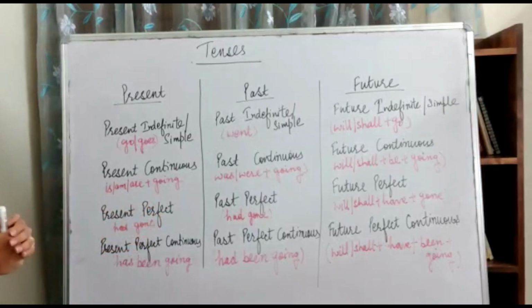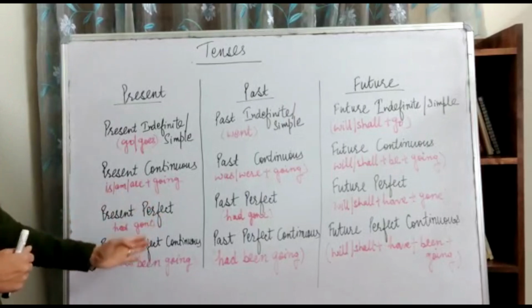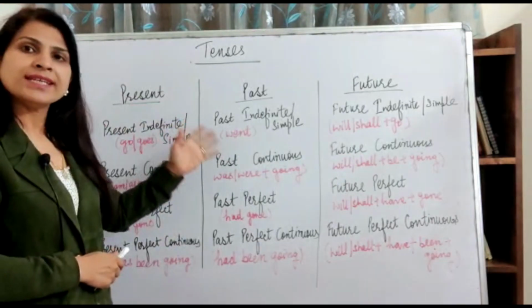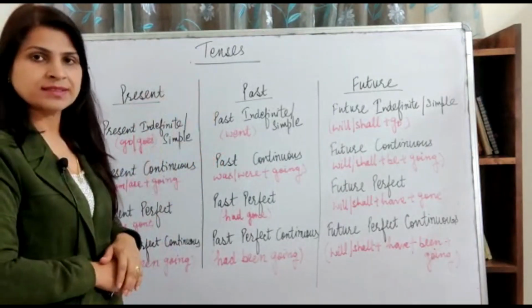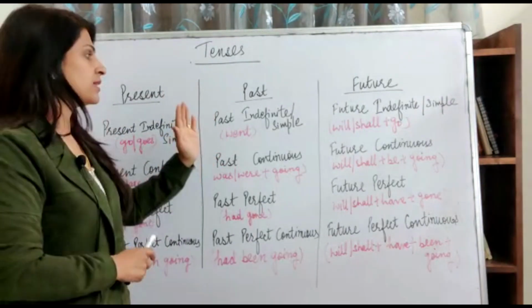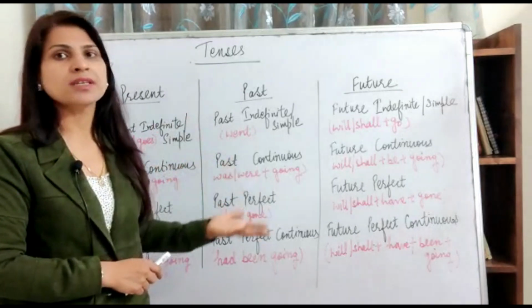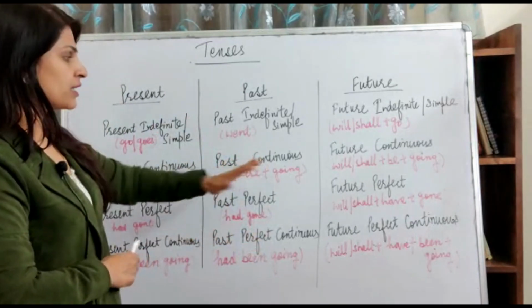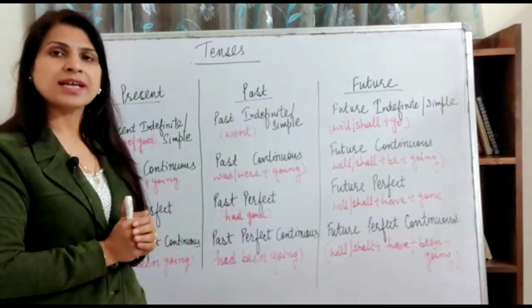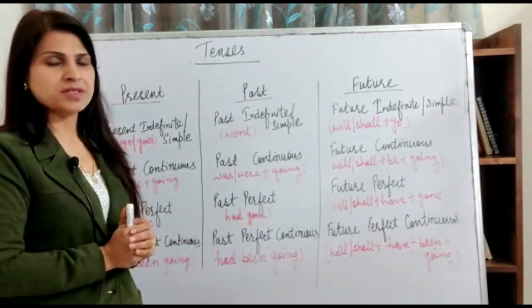Present perfect shows that the action is completed in the present. And present perfect continuous shows that the action began at some time in the past, but it is still going on. Now let's come to the past tense. Past indefinite shows that the action happened at some time in the past. Past continuous shows that the action was going on in the past. The action was continued in the past.